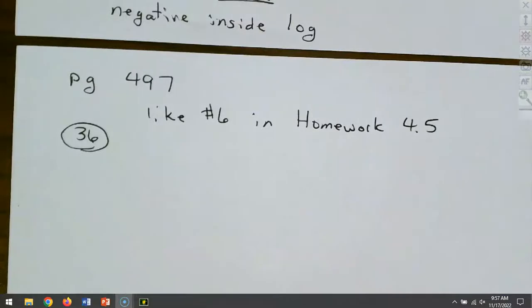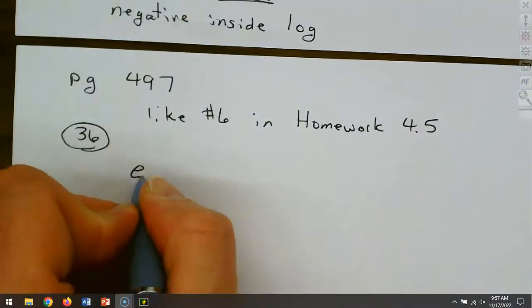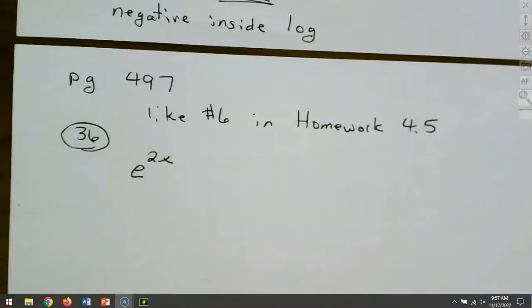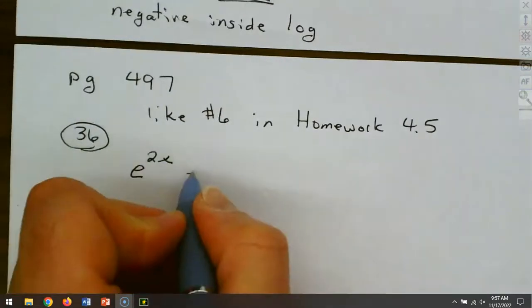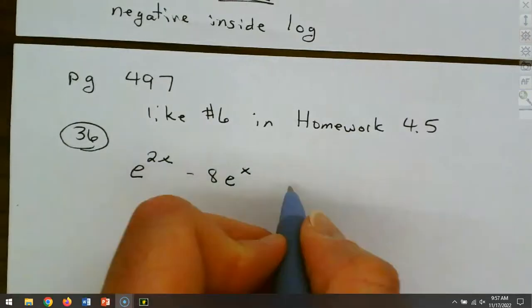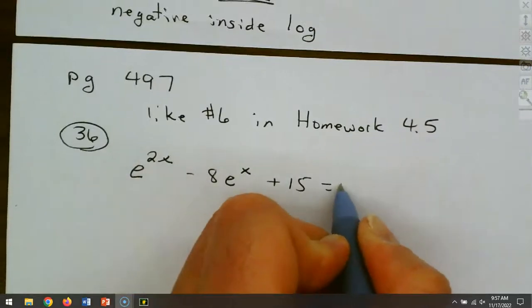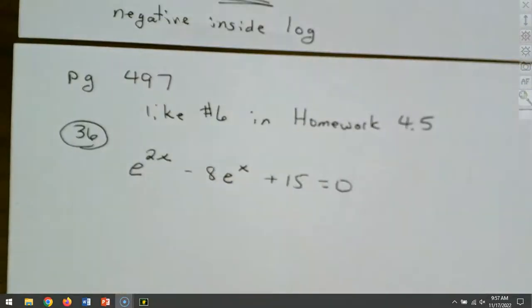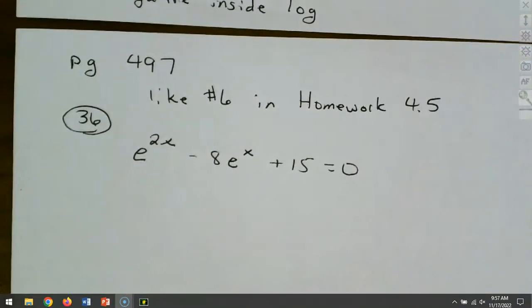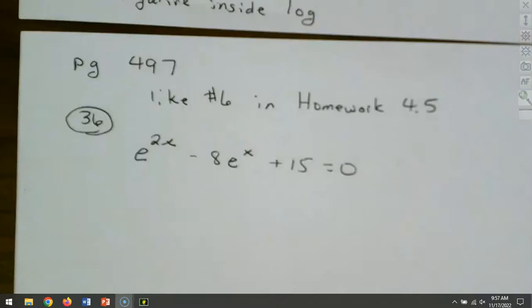So what we have is e to the 2x power minus 8 e to the x power plus 15 equals 0. Now, what we are going to do is we are going to try to factor this. And you can either factor it as it is, or you can use a substitution. I think the substitutions are going to be a little bit easier to work with.